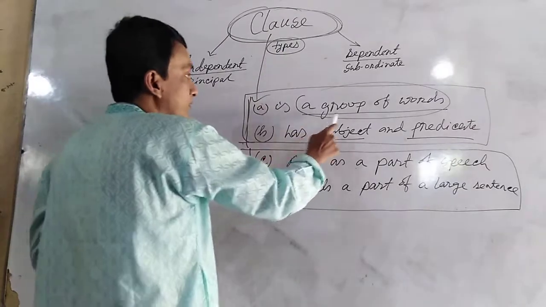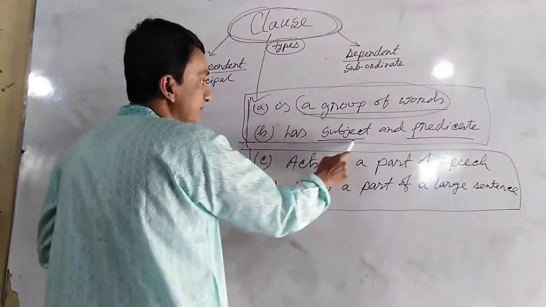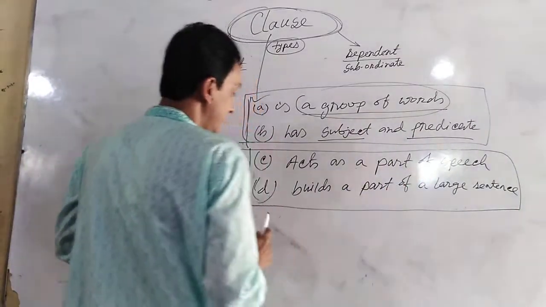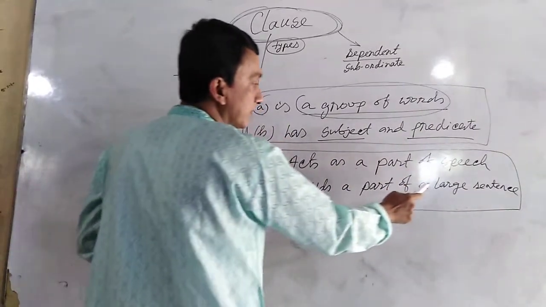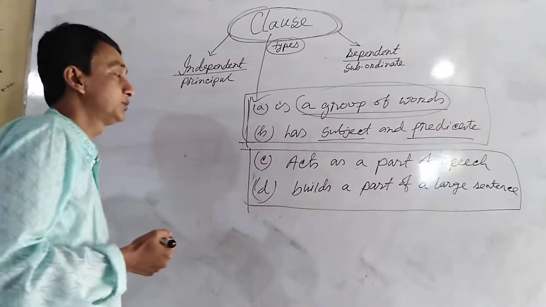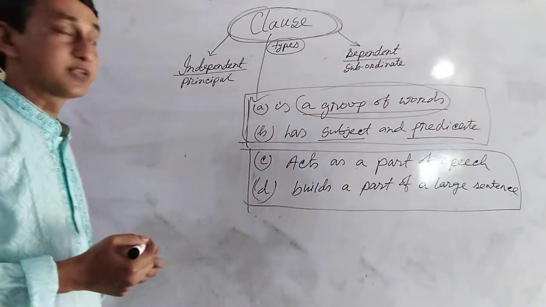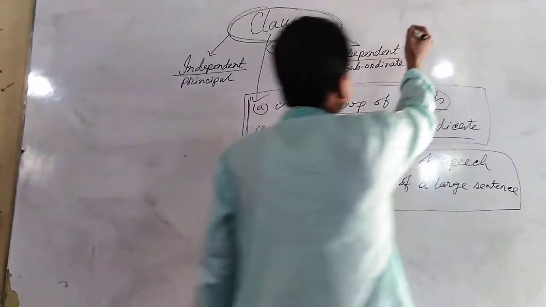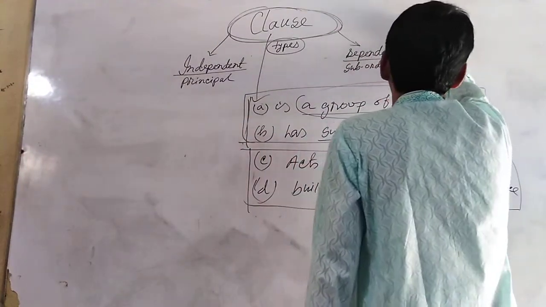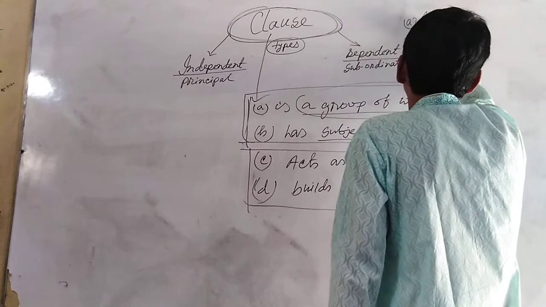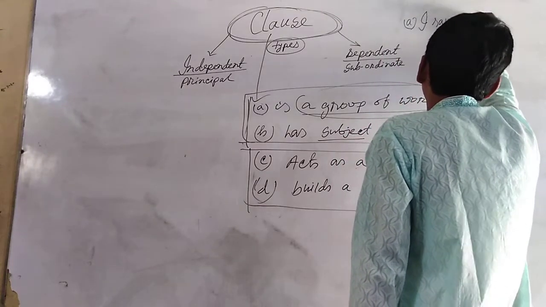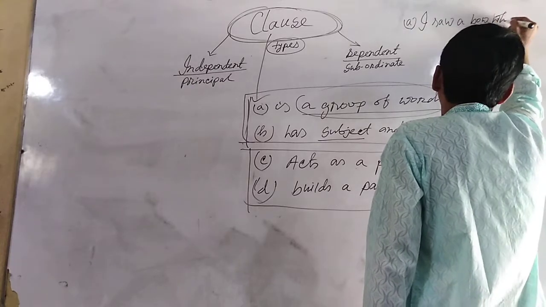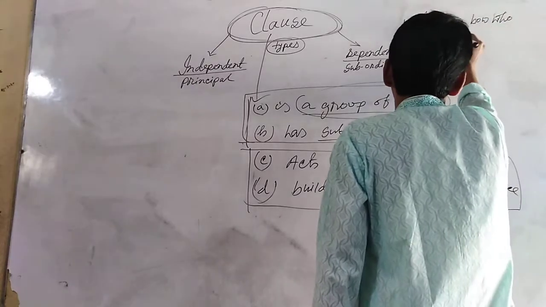A clause is a group of words. A clause has subject and predicate. Sometimes it acts as a part of speech. Sometimes it builds a part of a larger sentence. I would like to give an example to clarify the idea. I saw a boy who was blind.